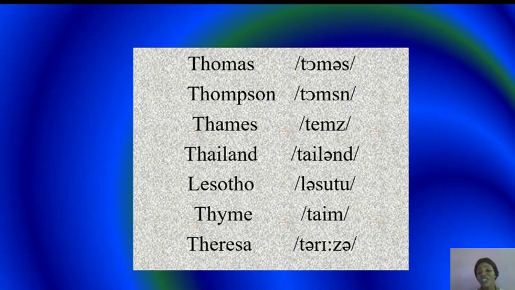So from this list, you would discover that most of the words that have th and are pronounced as t are places and names of people. So the only word there is, which is a vocabulary word that has th and is pronounced as a t, is the word thyme, a spice that is used for cooking.